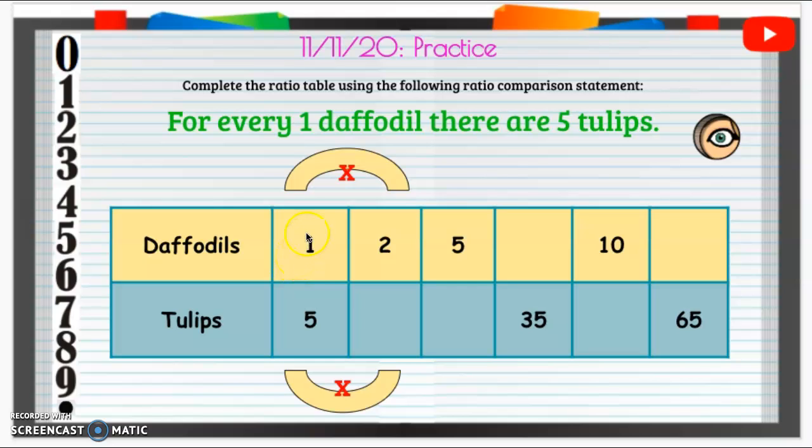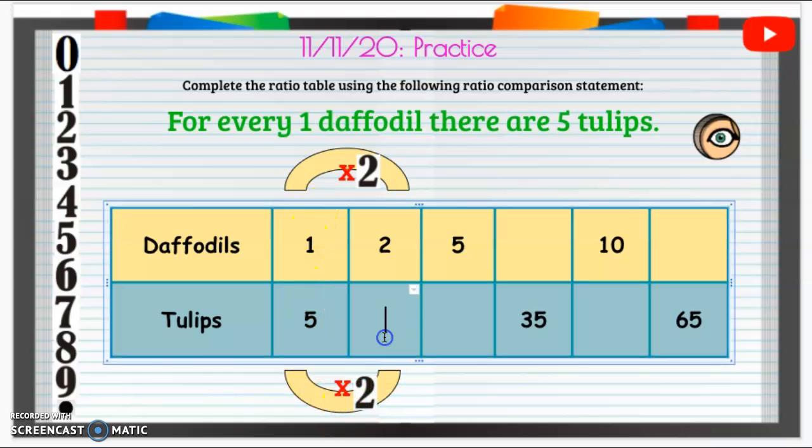So we don't see a pattern of one, two, five, so we don't know that. So what we're gonna do here is we're gonna say, okay, first part, how do you get from one to two? Well, from one to two, I know I multiply by two. So one times two, does that equal two? Yes, it does. What you do to the top, you must do to the bottom. So if I do five times two, what do you get? You get 10. So that's it for that part.